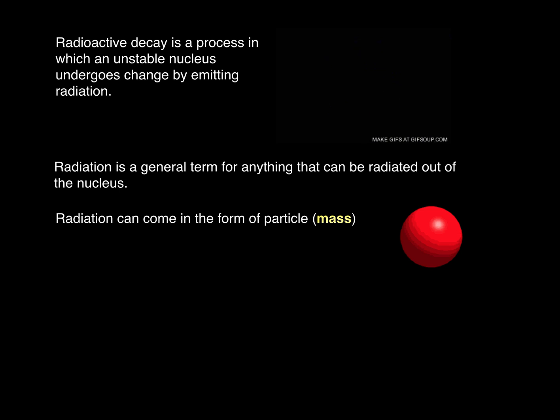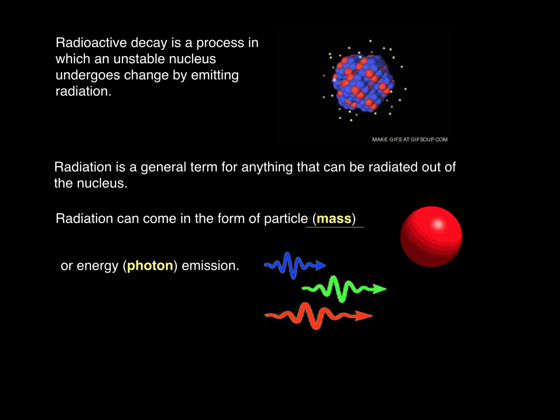Radiation is a general term for anything that can be radiated out of the nucleus. Radiation can come in the form of a particle, or something with mass, or energy, in the form of photon emission.